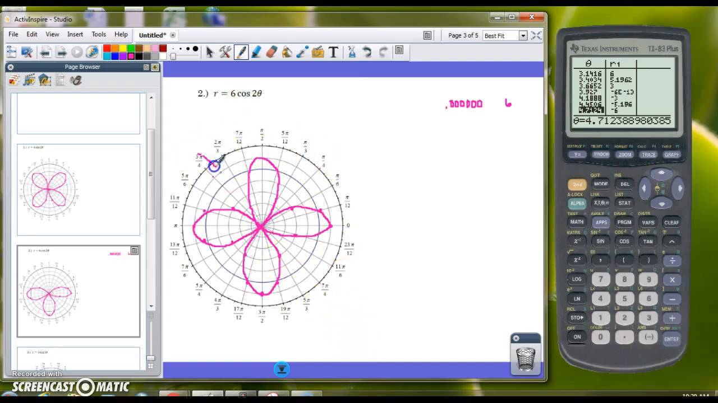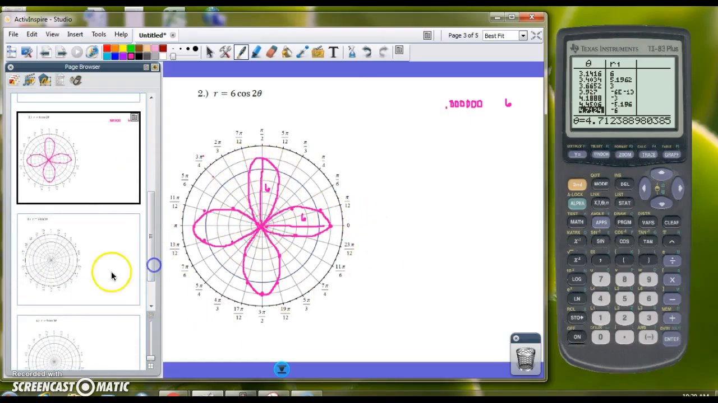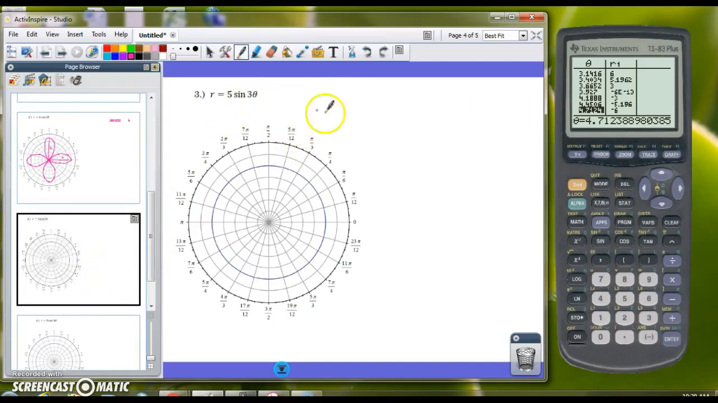One thing I also want to note is, remember that the length of your petal is that A value. So all of your petals here, this distance in this particular problem, is going to be 6. All of these petals have a length of 6. I apologize on that last one. I think I got caught up because the time was about to run out, but there should be 4 petals on that one. Okay, if you look at the next problem, r equals 5 sine of 3 theta.